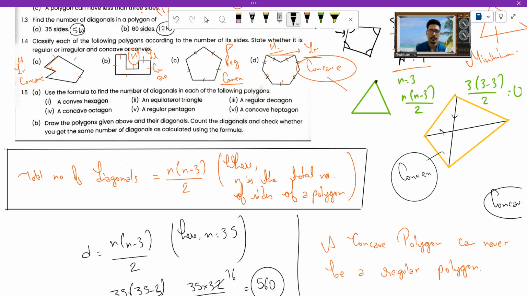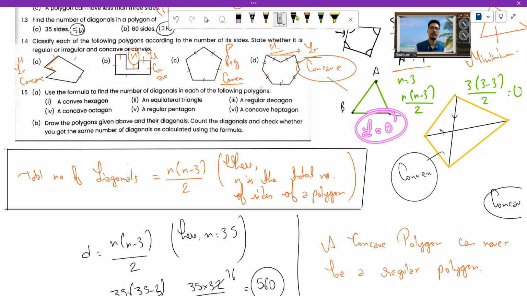Now this is a vertex, this is a vertex, this is a vertex. If you can see, all the vertices are adjacent to one another. This is A, this is B, this is C. Here A is adjacent to B as well as C. C is adjacent to B as well as A. B is adjacent to A as well as C. Therefore, all the vertices are adjacent to one another. So the total number of diagonals will be 0.